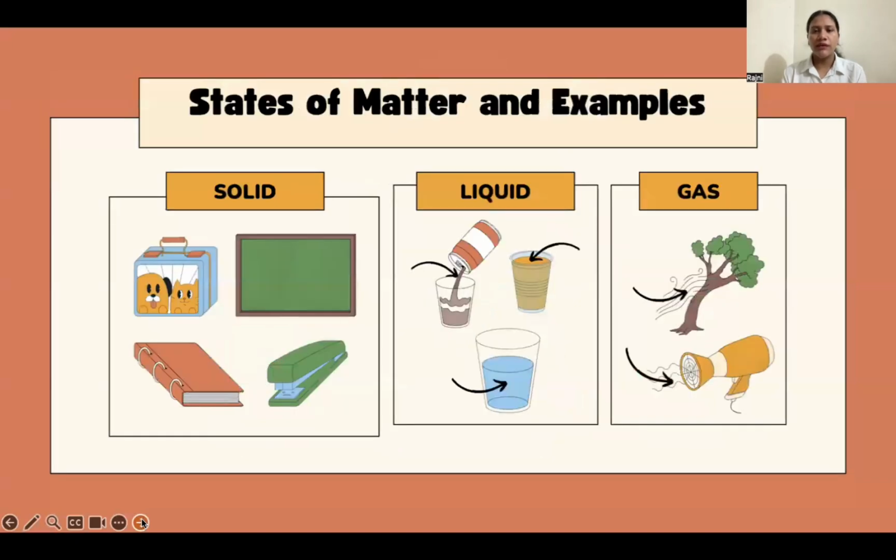Hope you all were able to categorize the substances. So here's the answer. In the solid category, we can put a book, a stapler, a lunchbox, and a board. In the liquid category, we can put juice, water, and cold drink. And in the gaseous state, we can put air.